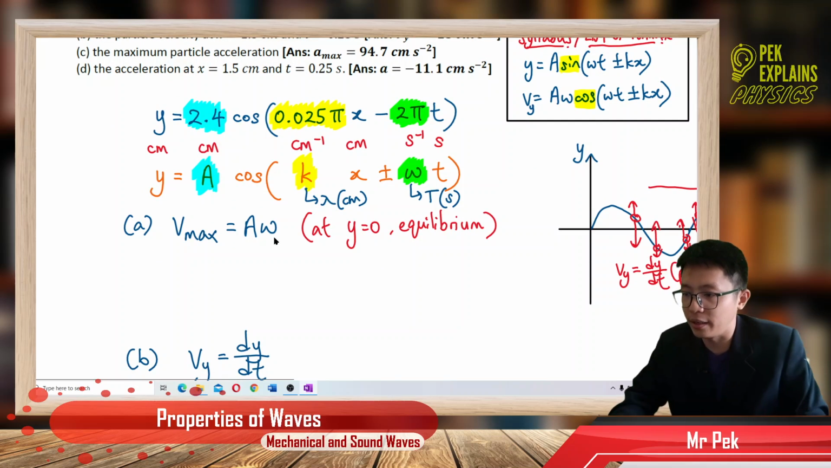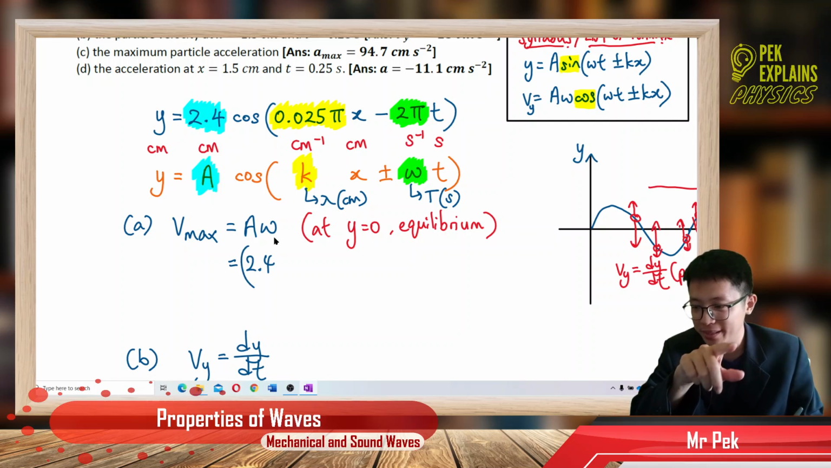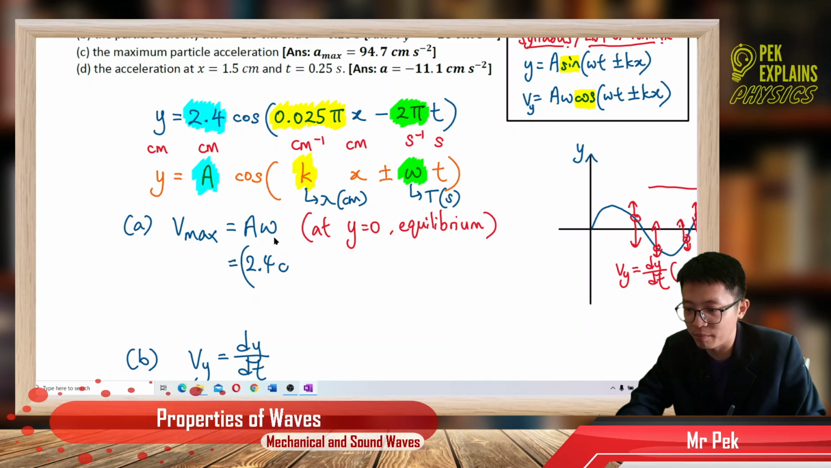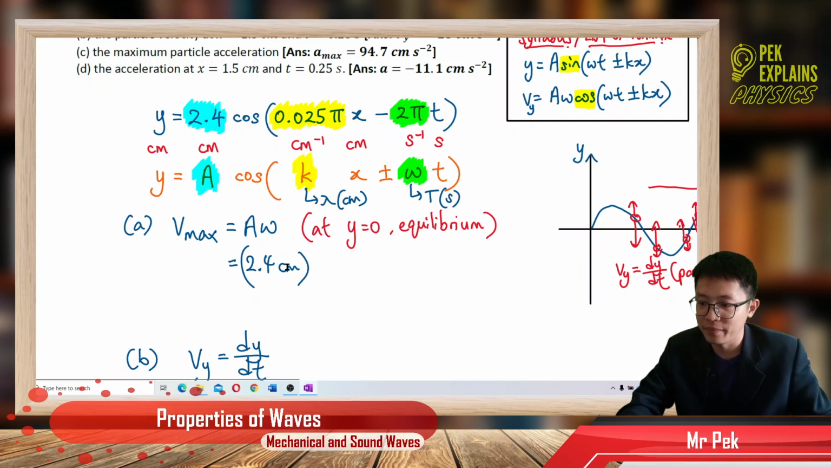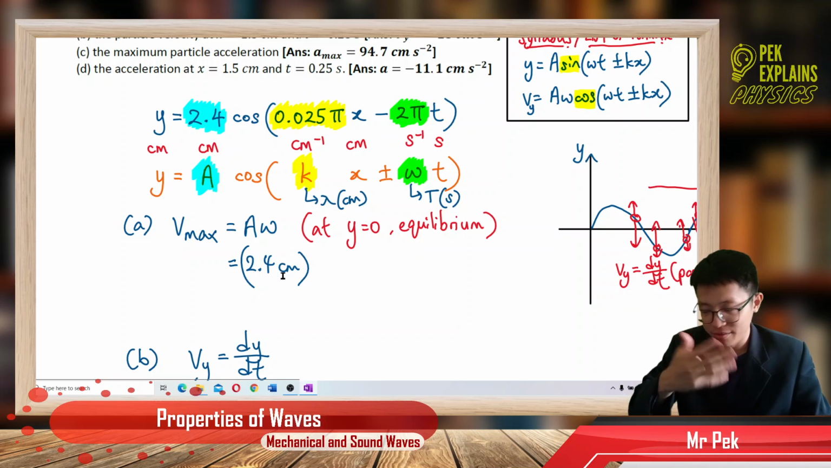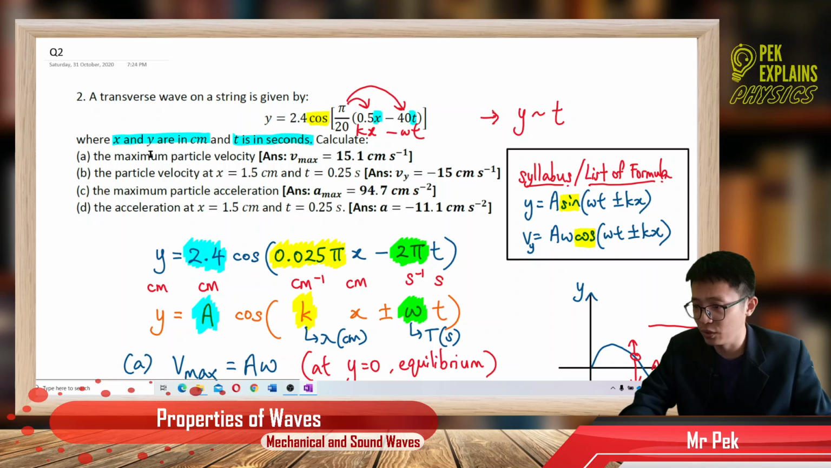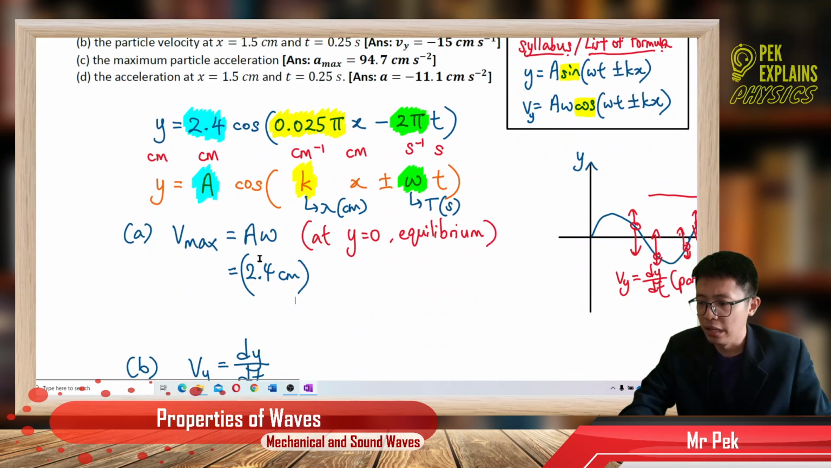So what is our A? We already got A is 2.4. Don't put meter. This amplitude is in cm. Why is it cm? Don't make me explain to you again. Amplitude always follows the displacement equation. It always follows the unit given in x and y, in cm. So my amplitude is in cm.